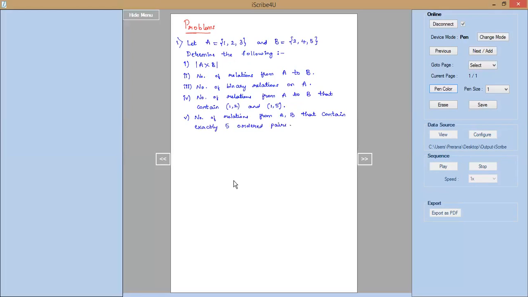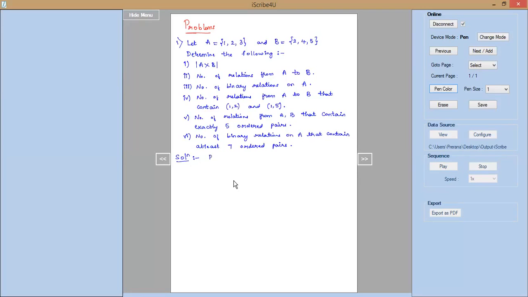And the last sub-question, the number of binary relations on A that contain at least 7 ordered pairs. So let us see the solution one by one.